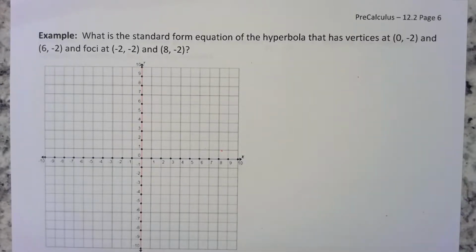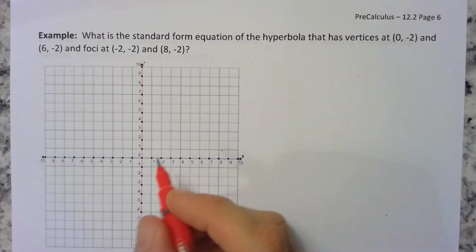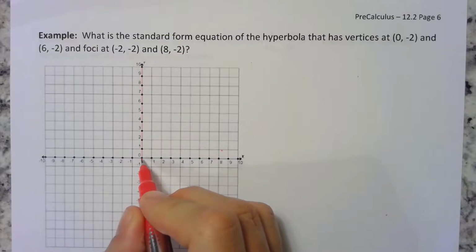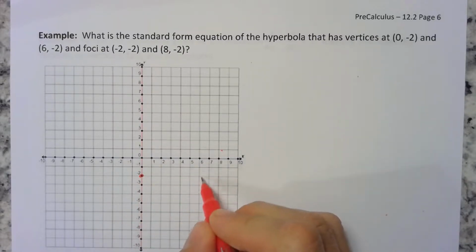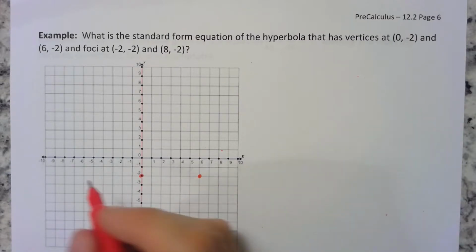What is the standard form equation of the hyperbola that has vertices at (0, -2) and (6, -2), and foci at (-2, -2) and (8, -2)? Well, again, you don't have to draw a picture if you know how to work with the data that you're given. I just like to draw a picture, like I said before, just because it helps me with my thinking process. So (0, -2) and (6, -2) are going to be our vertices.